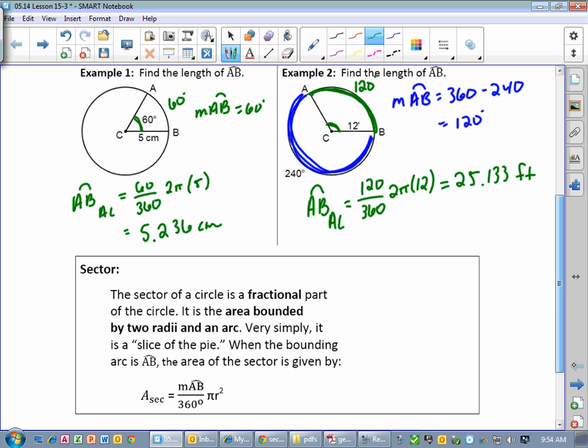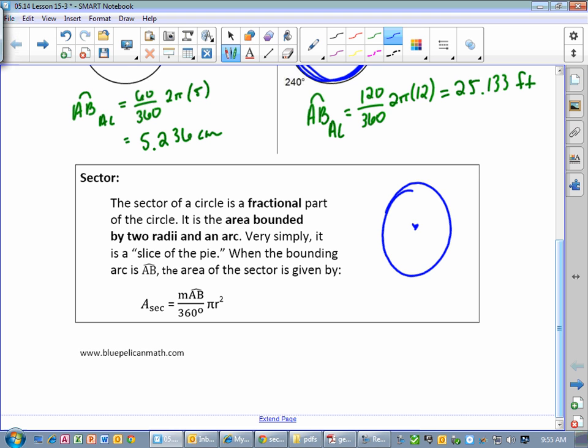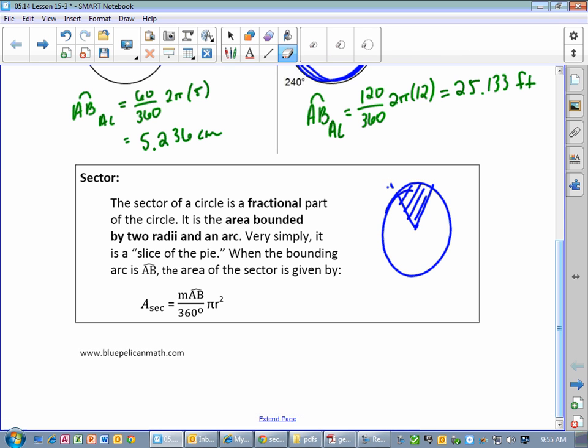Sectors are a similar idea to arcs in the sense that we're still talking about a part of a circle, but rather than talking about the length of this line, if we have a circle and we want to talk about the sector, the area of the sector, then we're talking about the area. So what's the area of that shaded part? So if this is a, lowercase a, capital A.